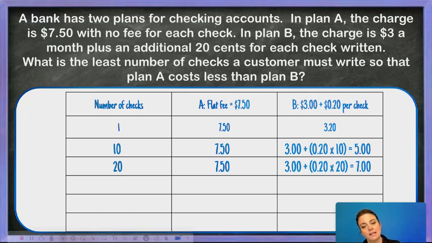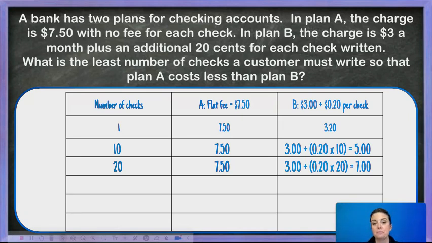So 20 times 20 cents plus that $3, you are now at $7 for your plan. Okay, now we are close to $7.50. So I don't want to go right to 30 checks, because $7 for plan B and $7.50 for plan A, we're getting close. So now let's increase it by 1 check each time.